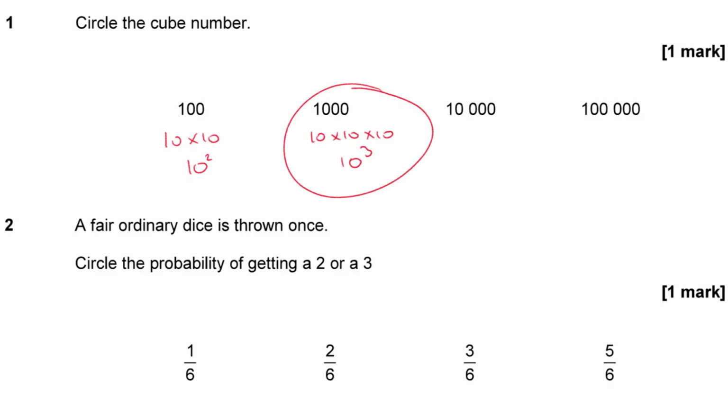Do we have any more cube numbers? No. 10,000 is 10 times 10 times 10 times 10. 10 times 10, 4 times. And 100,000 is 10 times itself 5 times. So the only cube number in that list is 1,000, which is 10 by 10 by 10.